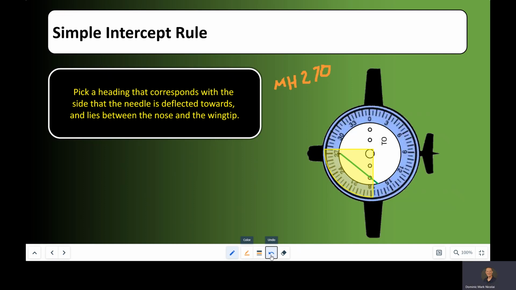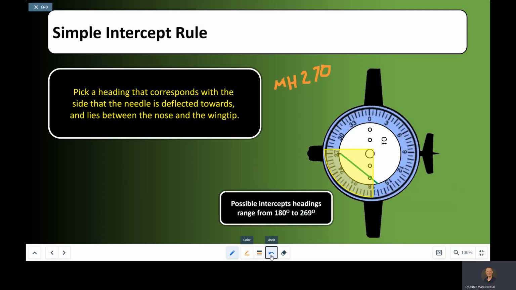I just like it easy. This works every time. It works on the TO courses. It works on the FROM courses. It works inbound to the station. It works outbound from the station. It works with normal sensing. It works with reverse sensing. It works on the HSI. It's the only rule that I need. It just works all the time. So anywhere from 180 degrees up to 269, because obviously 270 would parallel the course. 180 would be a 90-degree intercept.